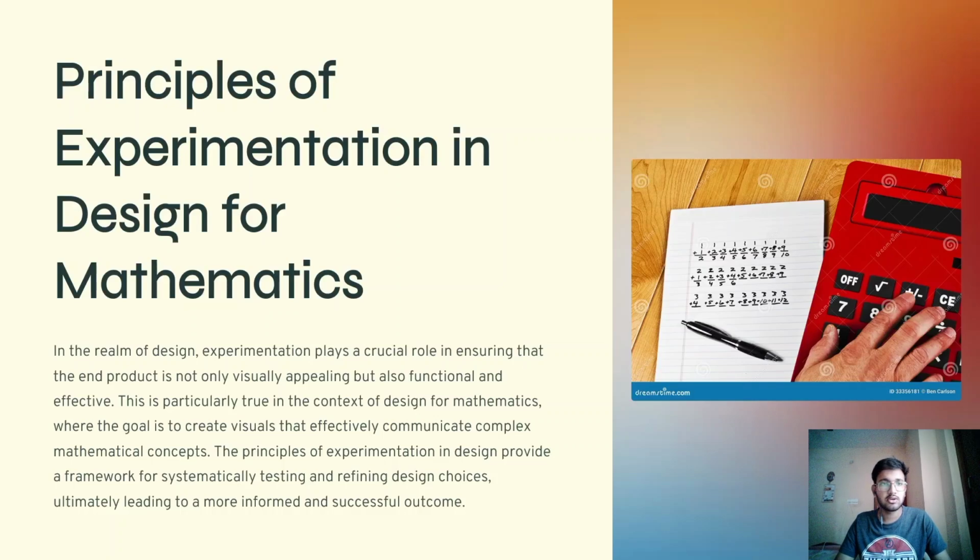So today we are going to talk about the principle of experimentation in design for mathematics, which is used in the real world to solve problems.